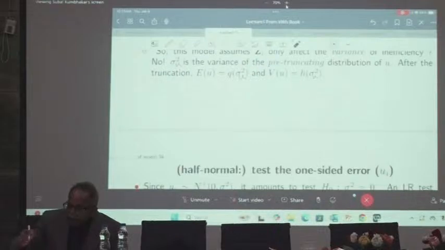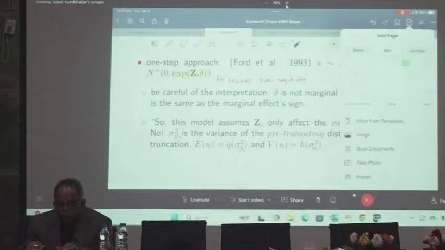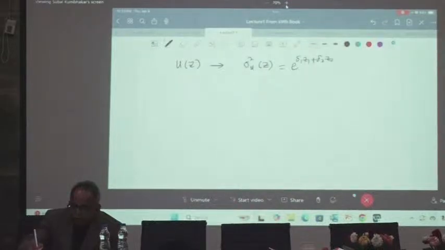So let me just create a page in here. Okay, so we get an estimate of U. So now we are just saying that U, inefficiency, is a function of Z variable or variance, right? And we specify it in terms of sigma square. So sigma square U is a function of Z, and we just say this is an exponential function of delta 1 Z1 plus delta 2 Z2 and things like that. So you can have one or many variables. We get an estimate of U using the same formula. So that would be a function of Z.